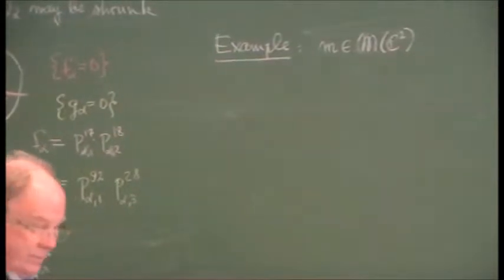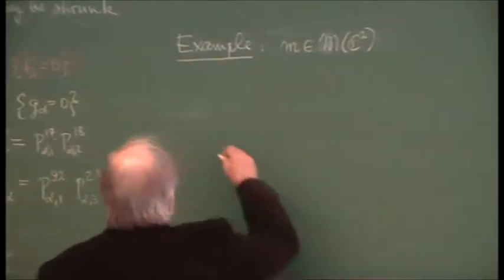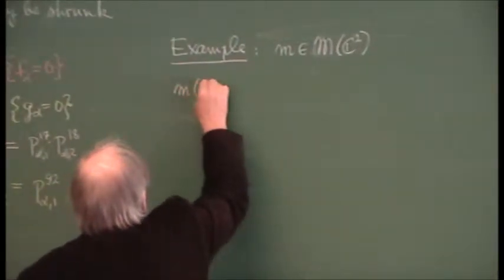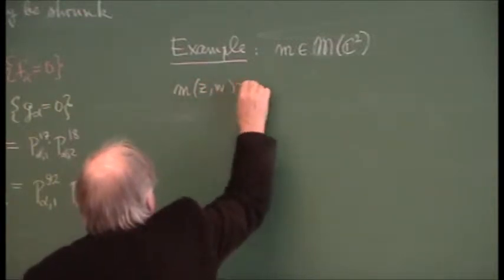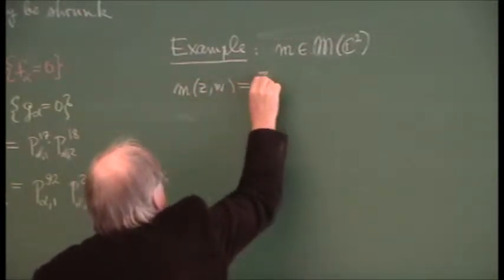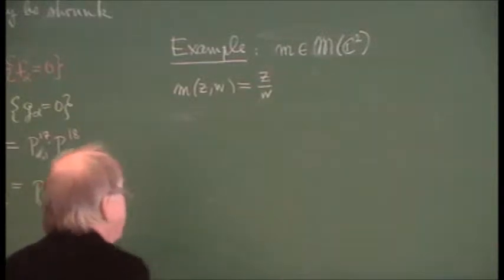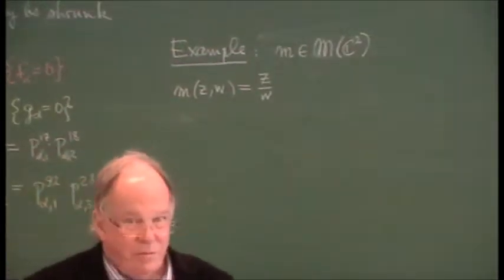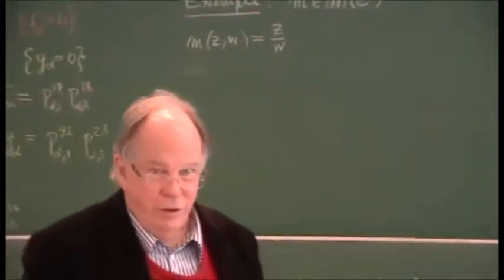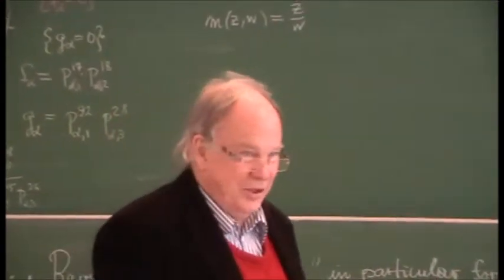The most stupid function you can think of. Let's say I have two variables, z and w. Just naively, this is something you can think of at the beginning of mathematics. Euclid could have thought of this, right? z divided by w.